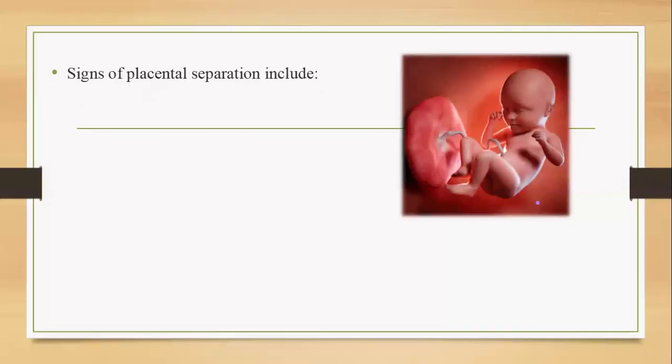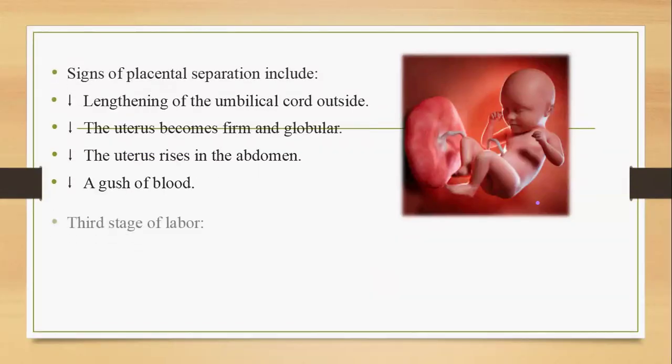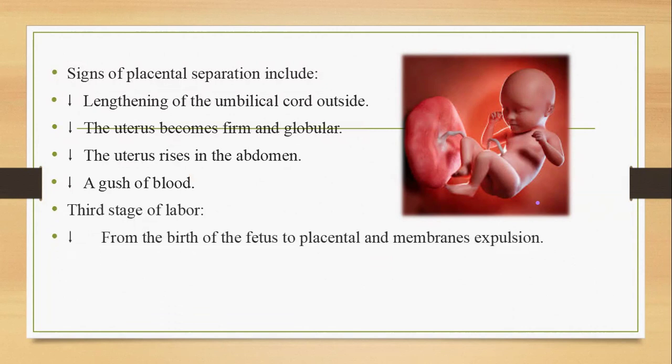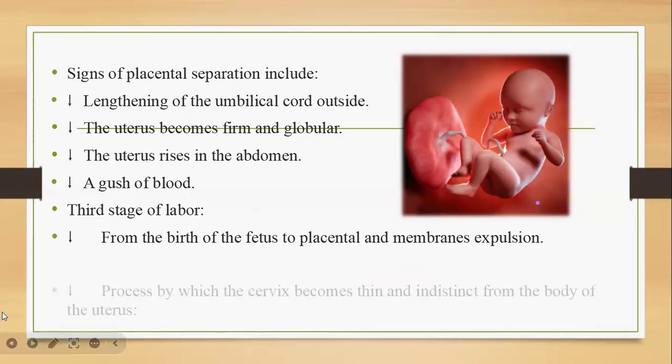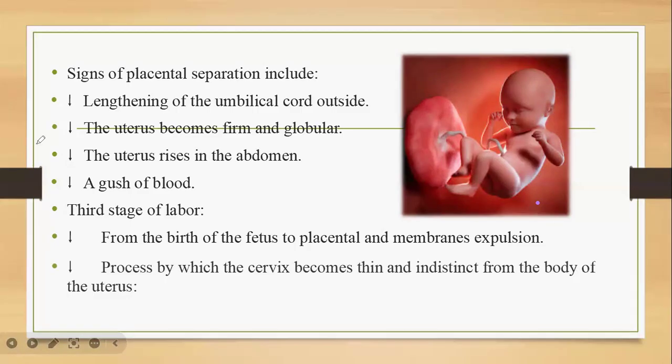Let's move further. Signs of placental separation, I already told you. The third stage of labor: what is it, dear? From childbirth till the placenta separates, that is said to be the third stage. Always remember, if the third stage lasts more than 30 minutes, then we go with MRP, that is manual removal of placenta. Okay, you should know all this.